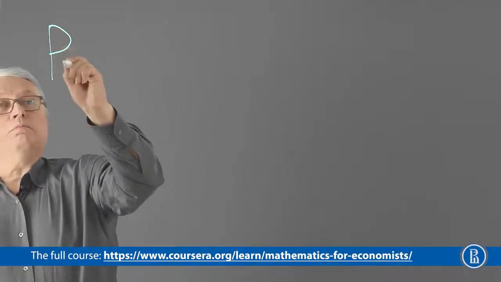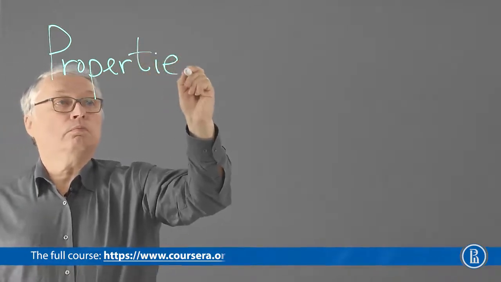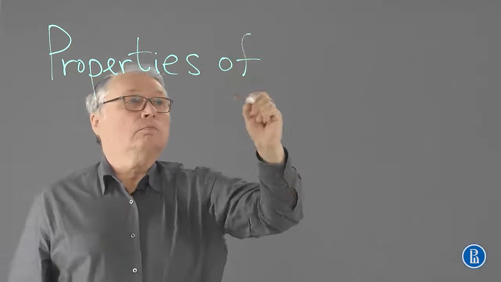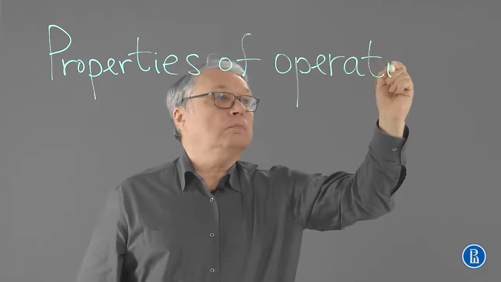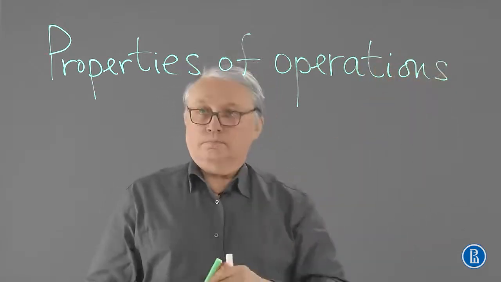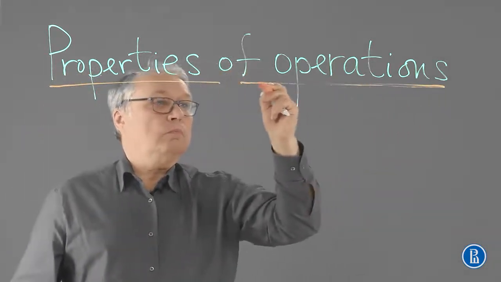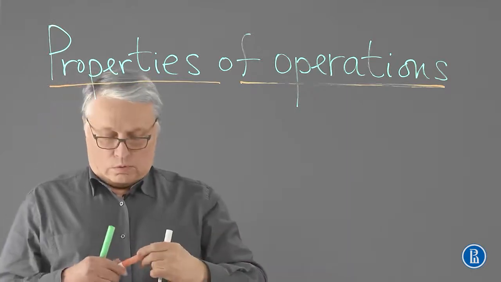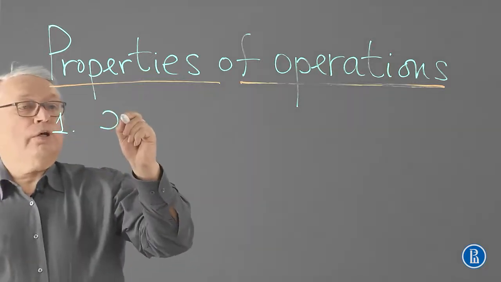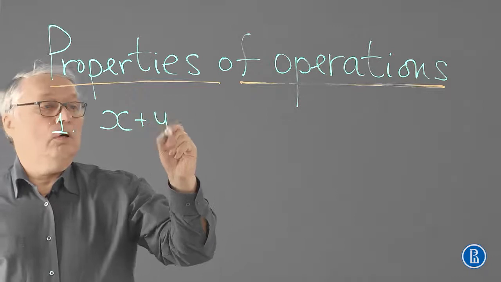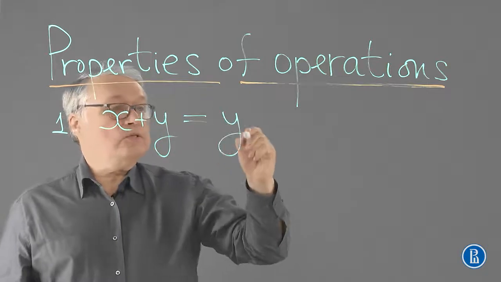Properties of these operations. First of all, number one, we call it a commutative law. The order is unimportant. Either x plus y or y plus x will get the same result.